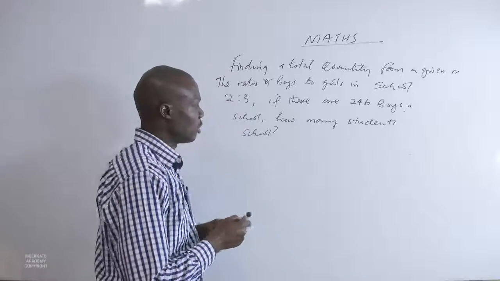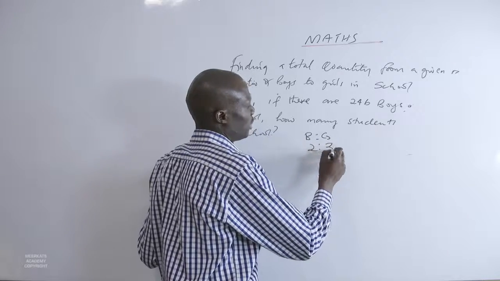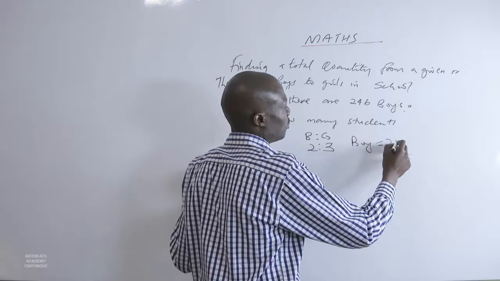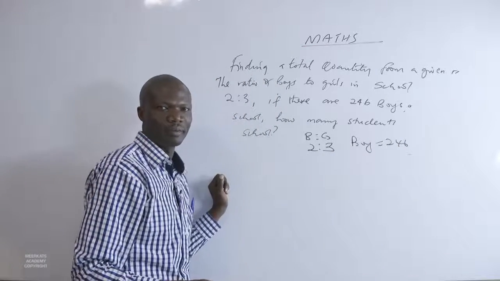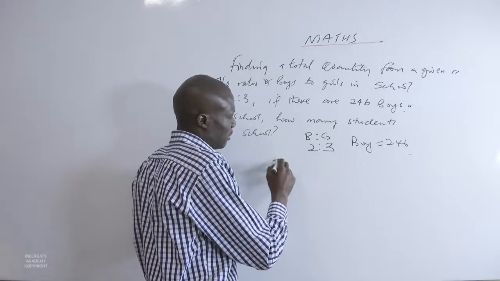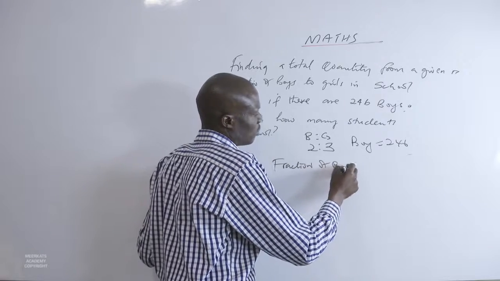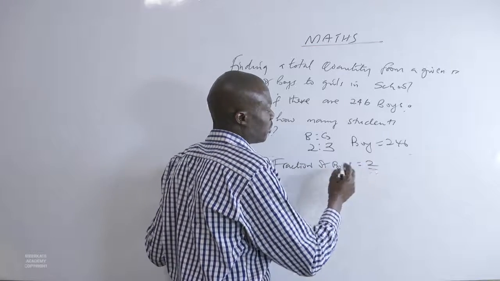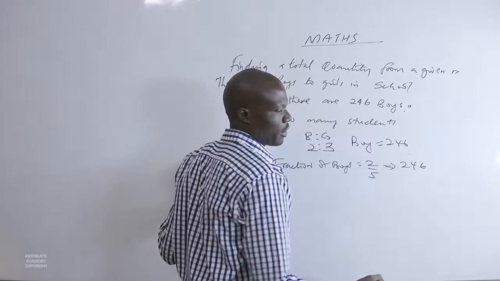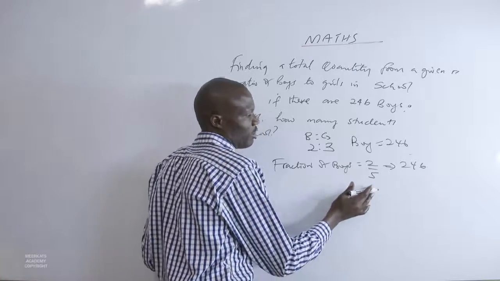Because we already have the ratio of boys to girls, which is 2 to 3, and boys are 246. The fraction part tells us that the fraction of boys is 2 over the total, which is 5, which is equivalent to 246, right? Do you agree with that? You first find the fraction of boys.